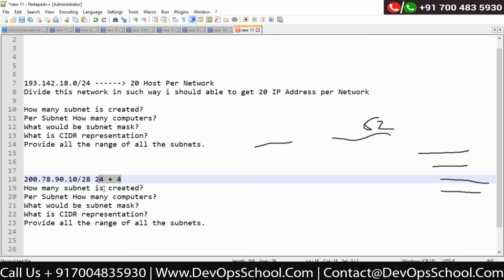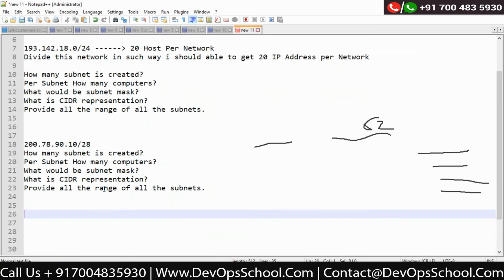So whatever formula we gave you, based on that you need to calculate the things. That means 4 bits for host. 2 raised to 4 means 16. So 16 would be the network numbers, and 16 would be per host, per network. These are some quick tricks you will be getting in your exam. Sometimes they will give you the subnet mask only. Whatever subnet mask is available, they will give you the subnet mask.